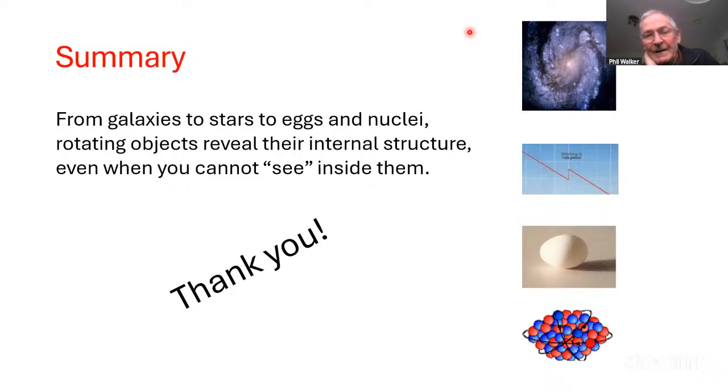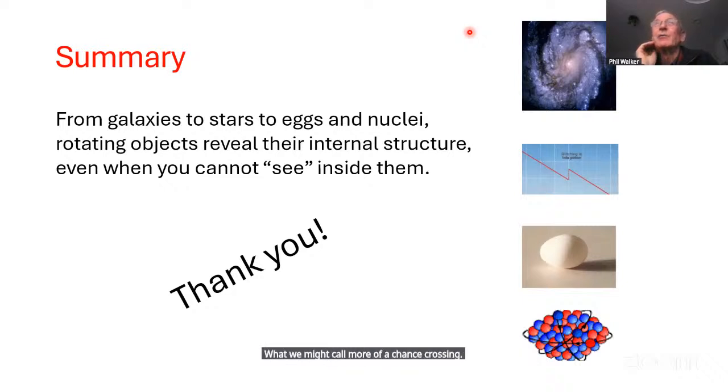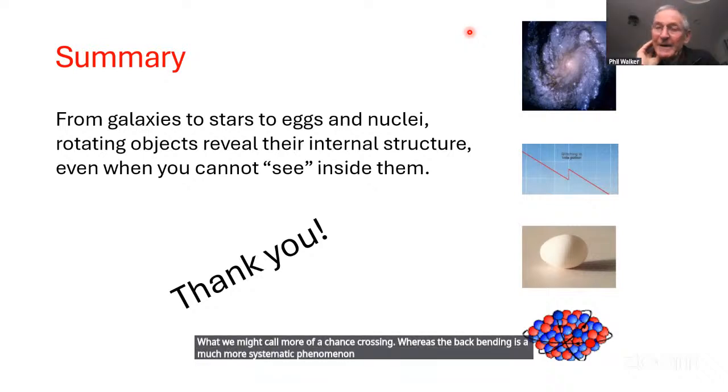So the backbending is a kind of band crossing, but band crossing is more general because you can get swap-overs of structure just because two structures have very similar energies. Two different rotational bands are rather similar in energy, but one has a higher moment of inertia than the other, and they can cross. So that's what one might call more of a chance crossing, whereas the backbending is a much more systematic phenomenon, but they're both band crossings.